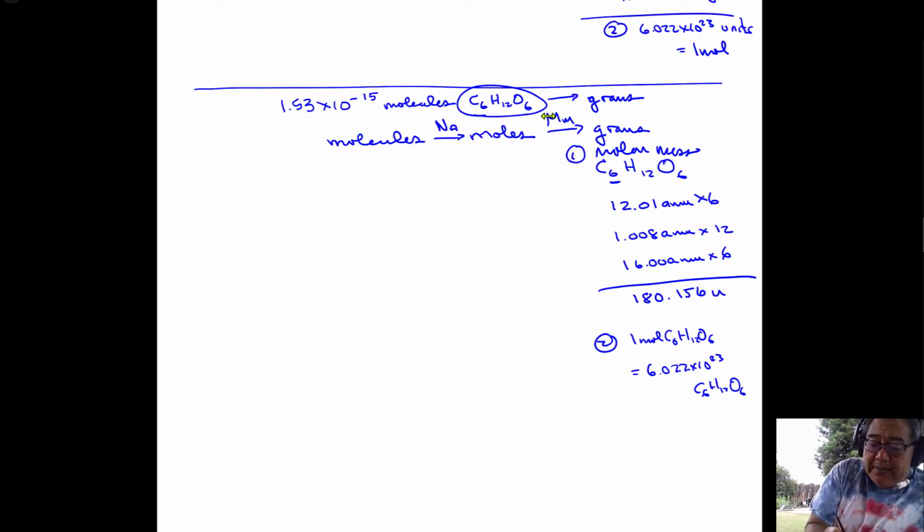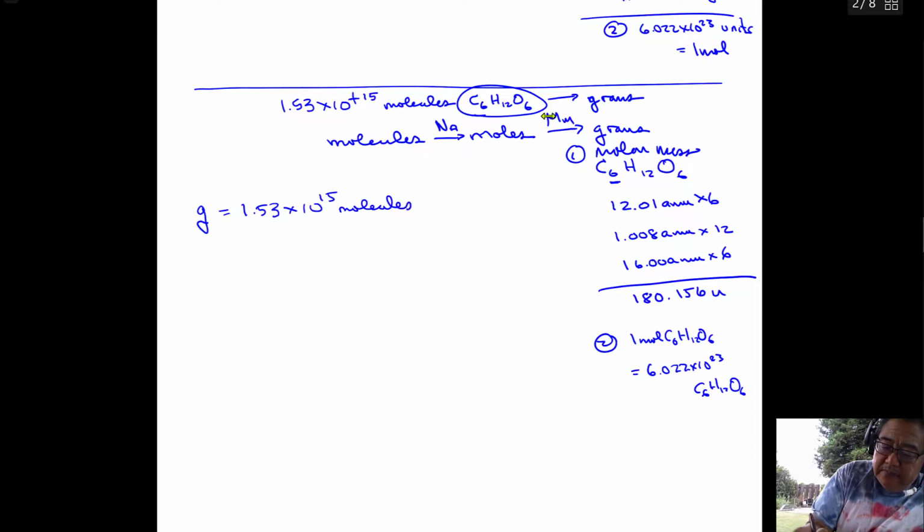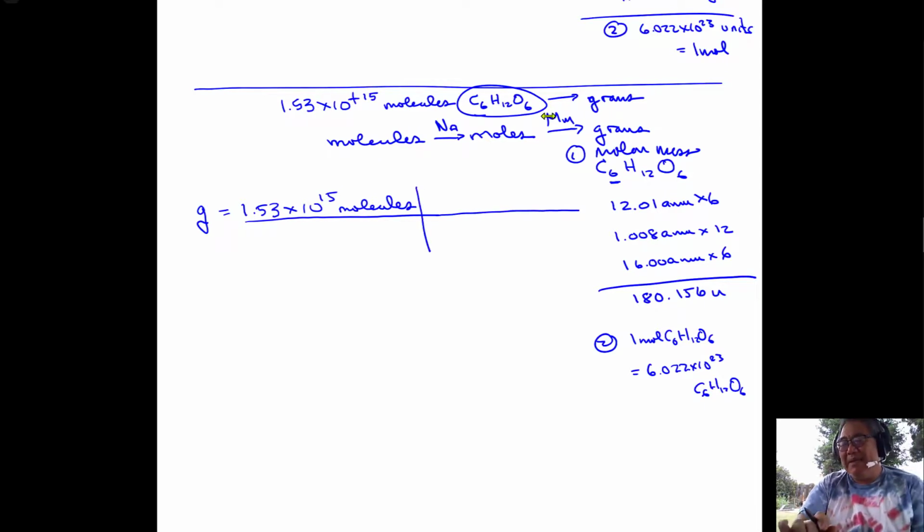All right. Now, let me go ahead and set this up. I want to know grams. Oh, sorry, this is plus 15, not minus 15. I want grams, and I'm going to go 1.53 times 10 to the 15 molecules. And try not to use MOL and MOL for moles and molecules. Some people get in that habit and they get confused about where they are in a problem because they've used the same abbreviation for each.